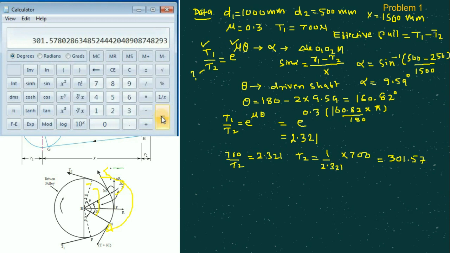So we know the T1, we know the T2. Easily we can calculate the effectiveness. That is, effective pull is nothing but T1 minus T2. That is 700 minus 301.57, which is equal to 398.4. So this is the final answer.